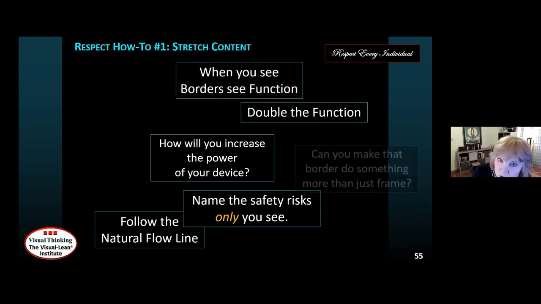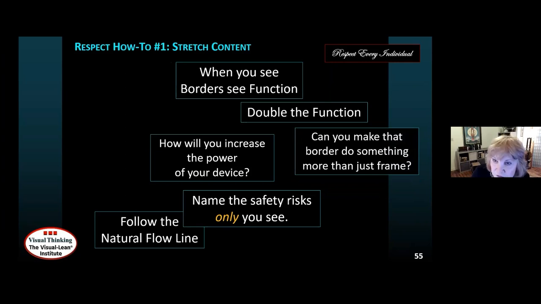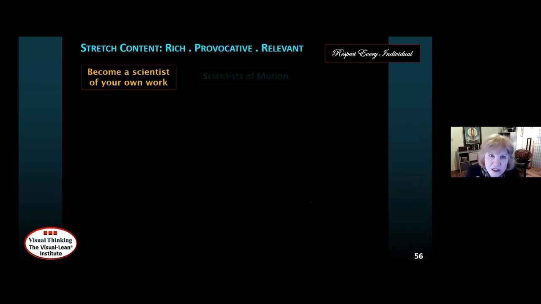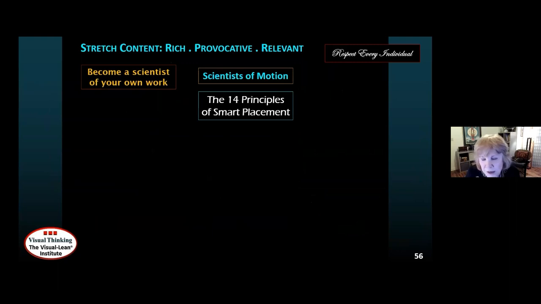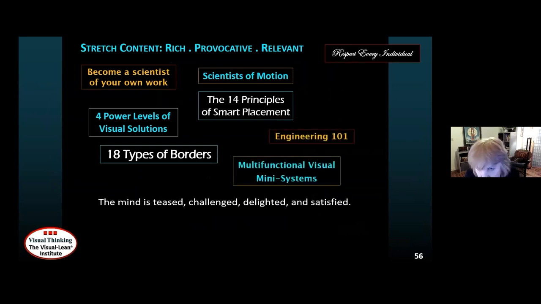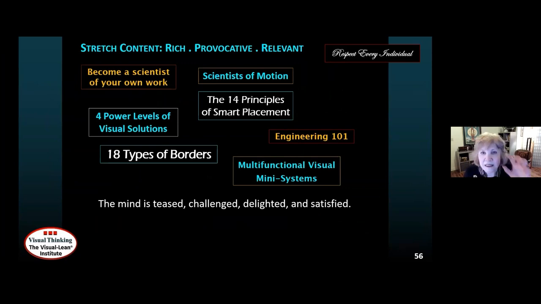We say when you see borders, which you may call lines, you see function. Can you make this border do something other than frame? Can you store things, not air? Can we see innovative addresses? And here are some rules about addresses, or some clues. So all of this is pretty provocative. We want people to become scientists of their own work. We want them to become scientists of motion. We want them to think, and we want them to delight in that thinking. This is a specific outcome. The mind is teased and challenged, delighted, and then satisfied.